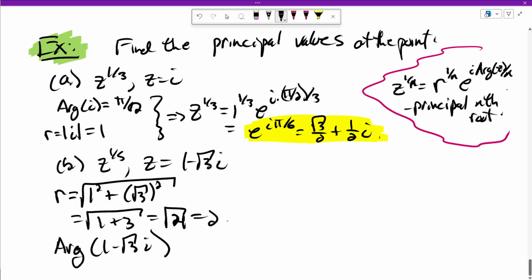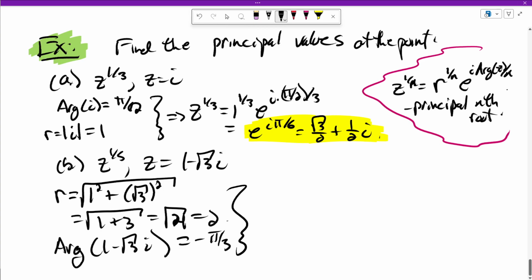Well, 1 and root 3 are part of a special triangle. Since it's 1 and root 3, it's the 30, 60, 90 triangle. Since the y value is bigger than the x value, it's a 60-degree angle that's formed. And since the real part's positive and the imaginary part's negative, it points downwards. So we should get negative 60 degrees, which is negative pi over 3.